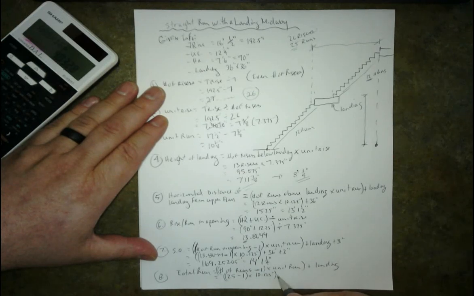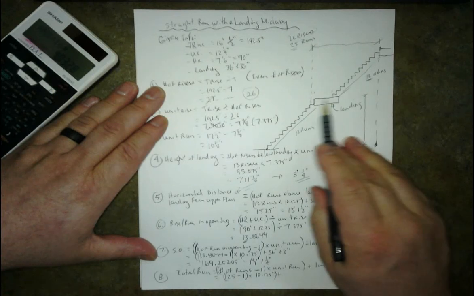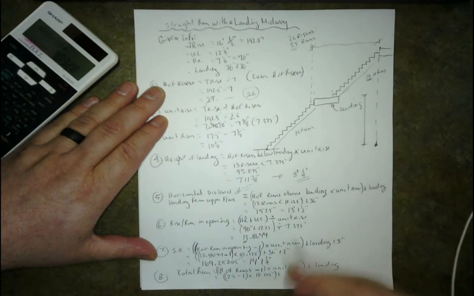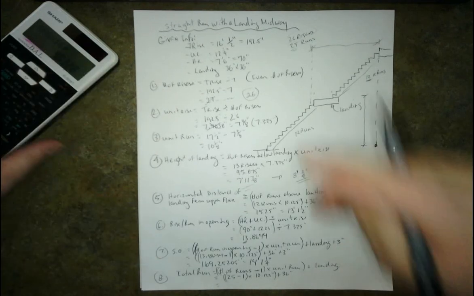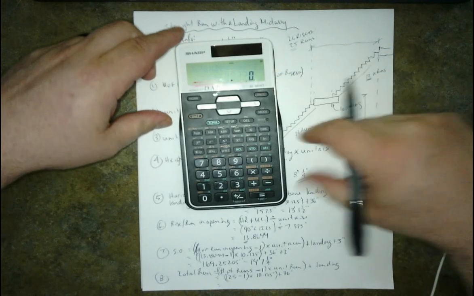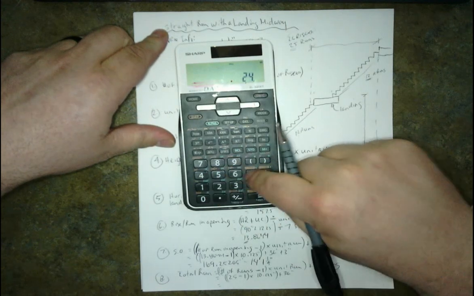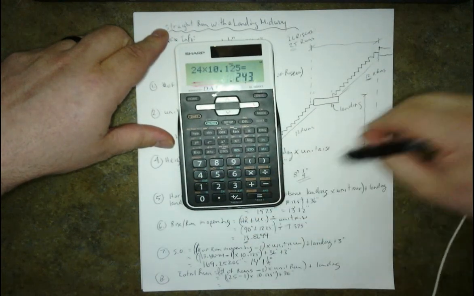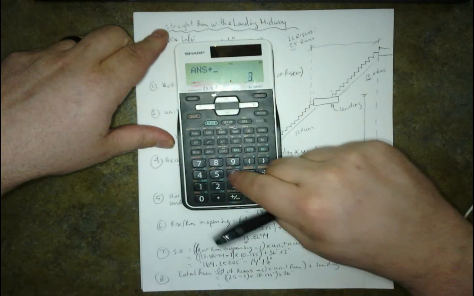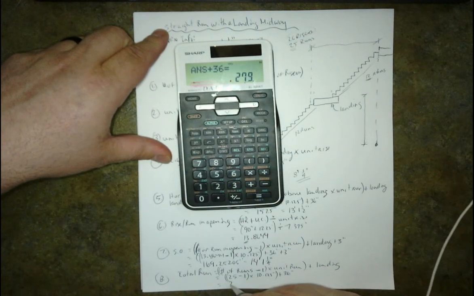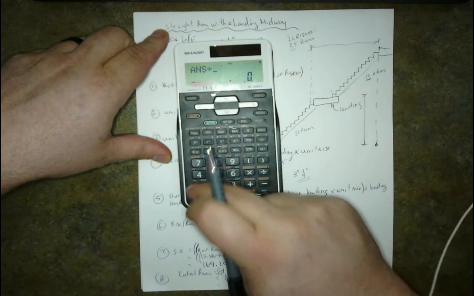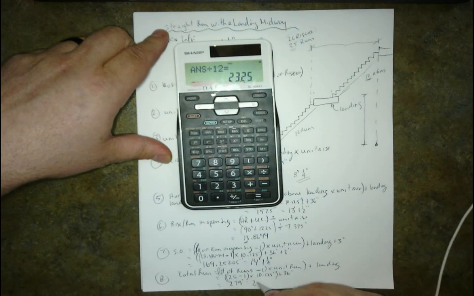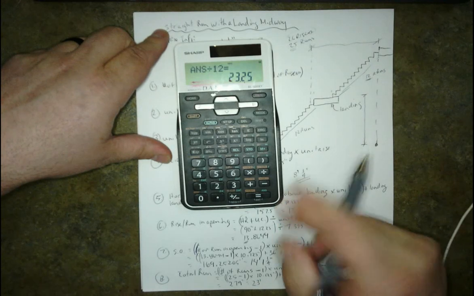And then from there, we'll add on the landings. The reason why we took off the 1 is to add that landing in, which is larger. And that'll tell us the total run without worrying about materials. Okay. So 24 times 10.125, that's basically what we're doing there. And then add on the 36. So that gives us 279 inches. We'll divide that by 12. That gives us 23 foot 3 inches basically.